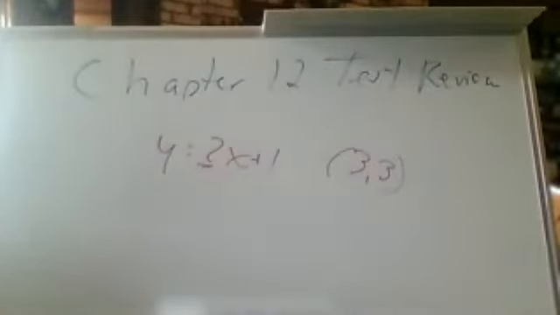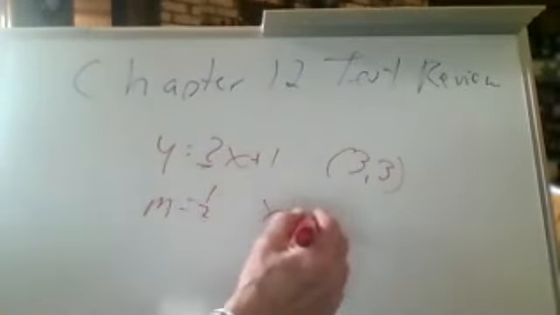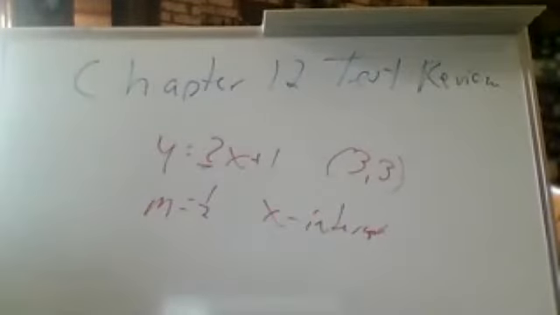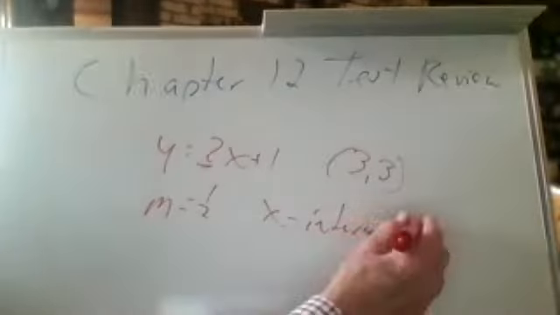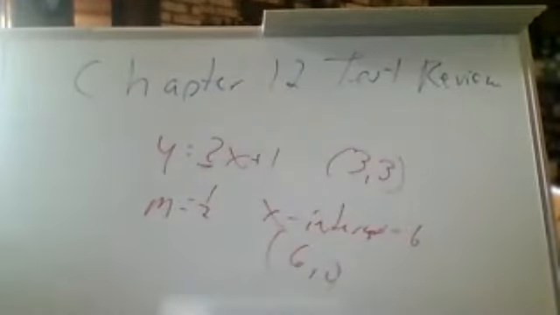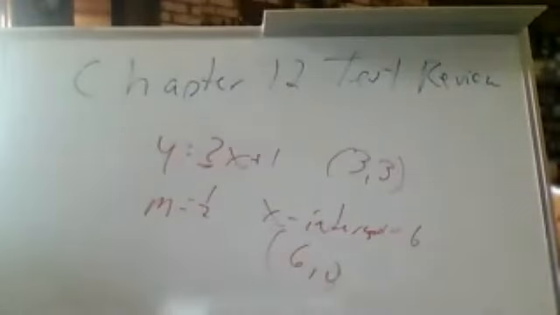Pretty simple. And then a little tricky, I'm going to give you a slope. I'm not going to give you the y-intercept, I'm going to give you the x-intercept. The x-intercept is 6, which means I give you a point which is (6, 0). Same thing: you plug in 1/2 for the slope, 6 for the x value, 0 for the y value, solve for b, and there's your equation. Pretty simple, you should be able to zip through those.